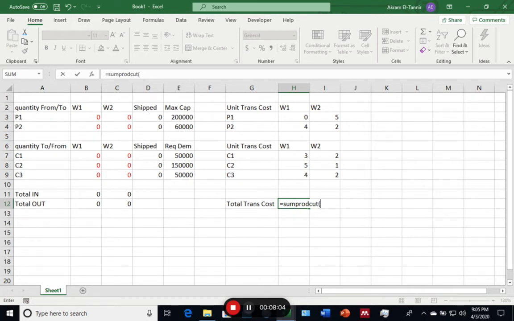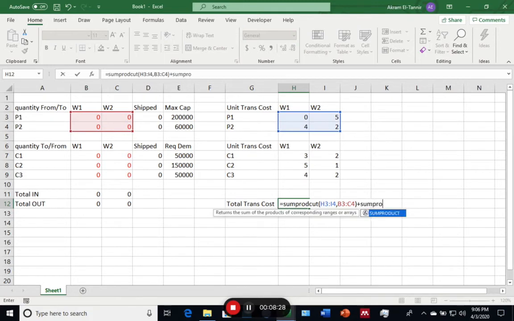This sum product means that you have to multiply two ranges, such as this one, and the corresponding quantities like that one. These two ranges must be identical. It means that it's going to multiply every cell in every range to the corresponding cell in the other range and add them up at the end. So we have the total transportation cost from plants to warehouses. We have to add to it the sum product of the total cost that corresponds to the transportation from warehouses to clients, put a comma, and to the corresponding ones.